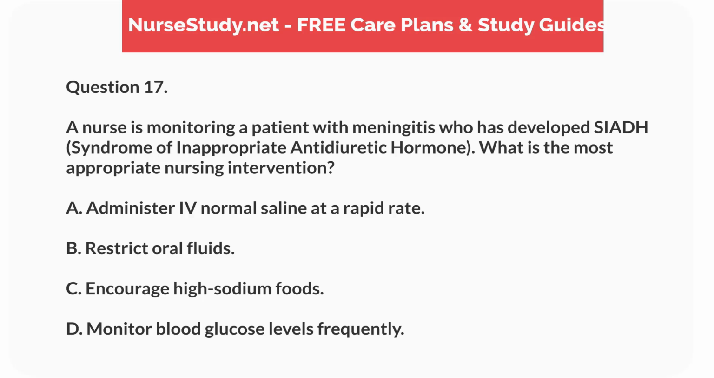Question 17. A nurse is monitoring a patient with meningitis who has developed SIADH, syndrome of inappropriate antidiuretic hormone. What is the most appropriate nursing intervention? A. Administer IV normal saline at a rapid rate. B. Restrict oral fluids. C. Encourage high-sodium foods. D. Monitor blood glucose levels frequently.